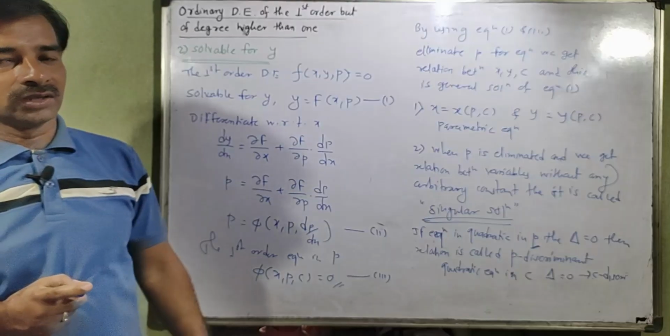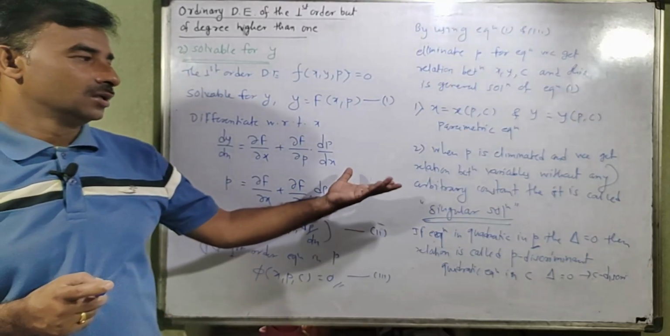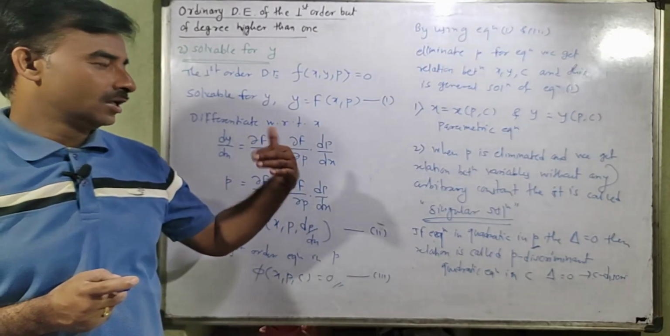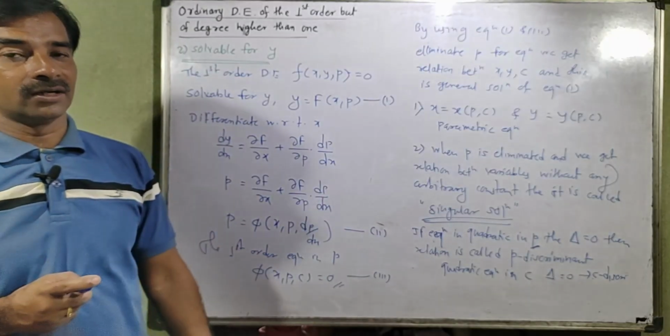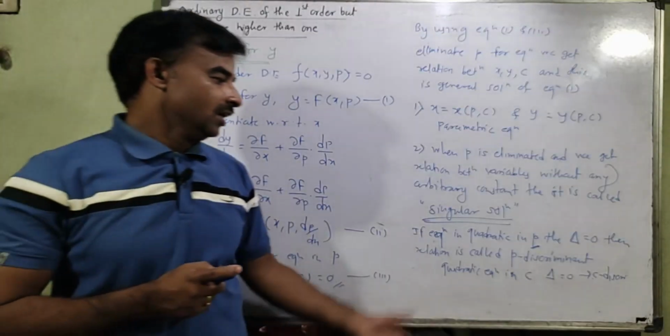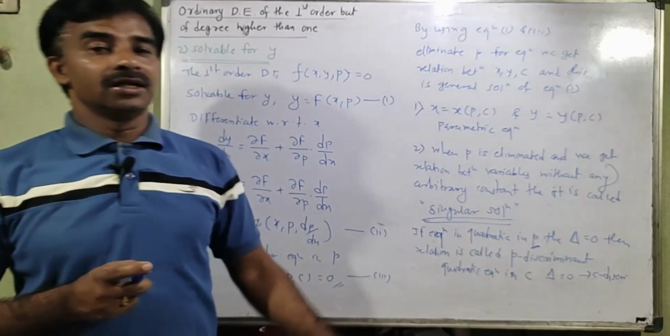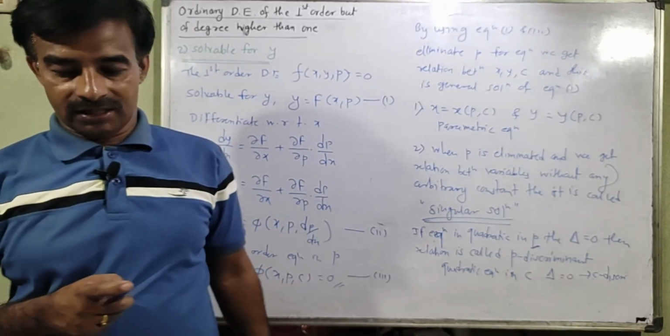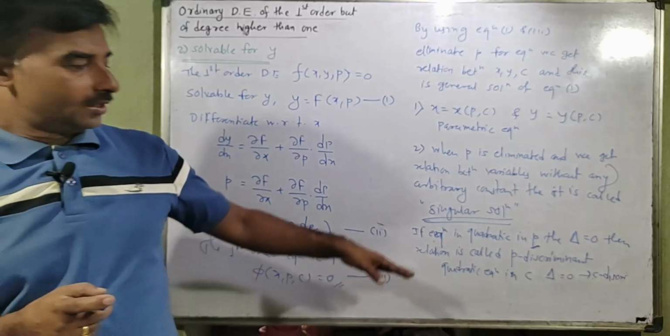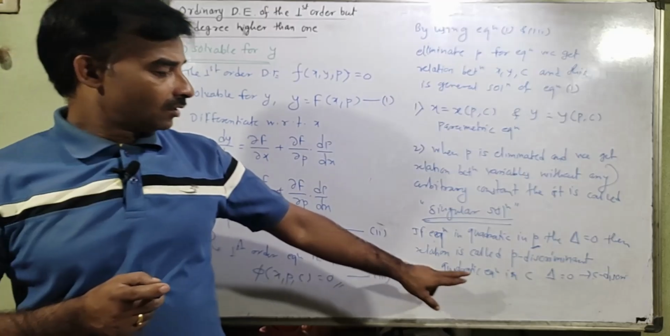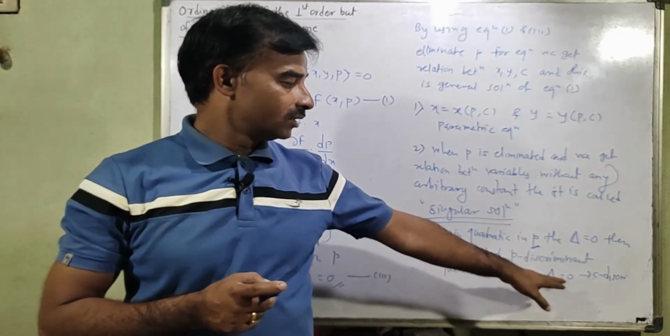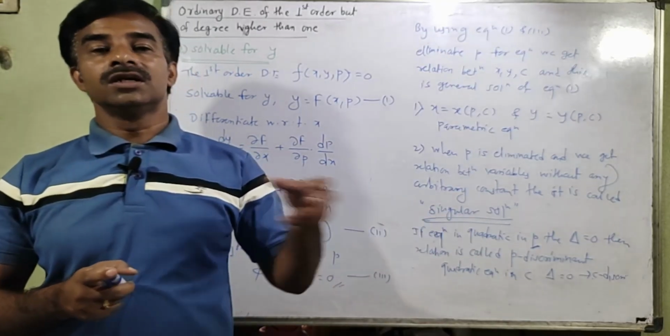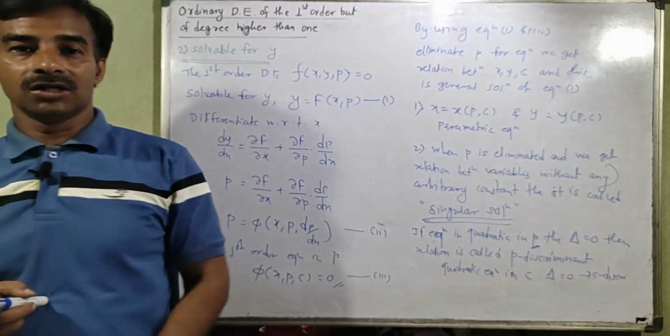At that time we go with a parametric equation, or when p is eliminated, we get a relation between the variables without any arbitrary constant, then it is called a singular solution. And if it is a quadratic equation in P, then it is called a P discriminant. Delta is equal to 0, then it is a P discriminant, and a general solution is related with it. And if we get a quadratic equation in C and the discriminant is equal to 0, then it is called a C discriminant, and it gives the singular solution related with that differential equation.